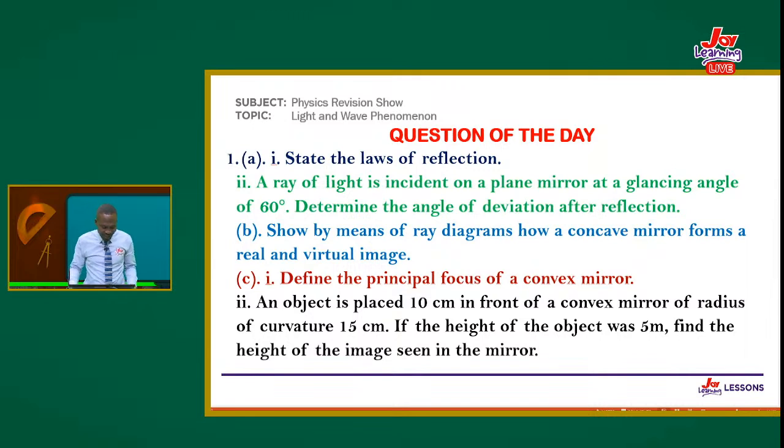Then our last question says, an object is placed 10 centimeters in front of a convex mirror of radius of curvature 15 centimeters. If the height of the object was 5 meters, find the height of the image seen in the mirror. So that is our problem of the day or question of the night.